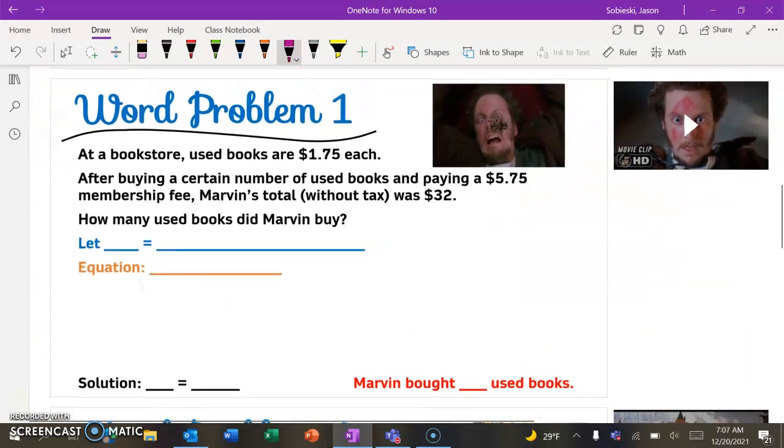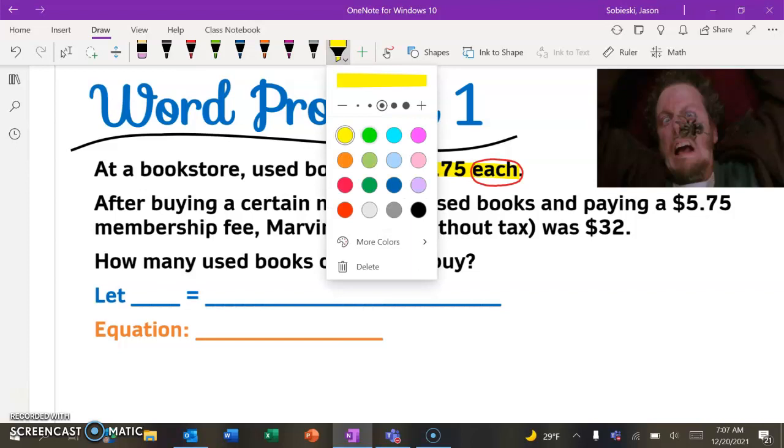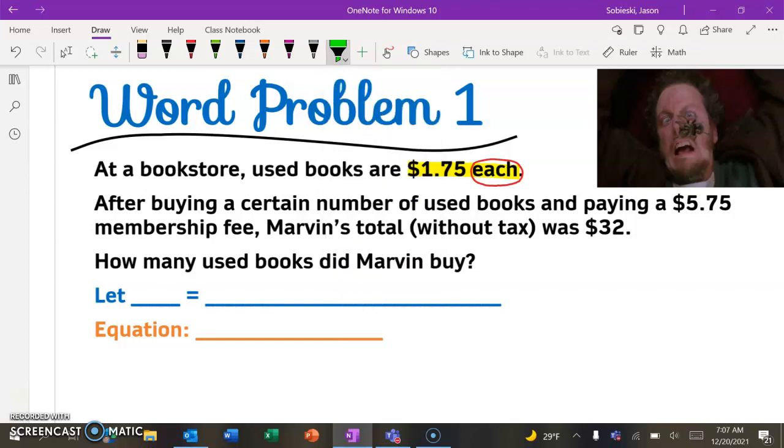So we're going to dive in and look at a couple word problems. So at a bookstore, used books are $1.75 each. That's an important piece of information that I'm going to highlight, and then I'm also going to circle the fact that it says each. That's going to be really important for us. All right, after buying a certain number of used books and paying a $5.75 membership fee. Another important piece of information to highlight. I'm actually going to do that one in blue.